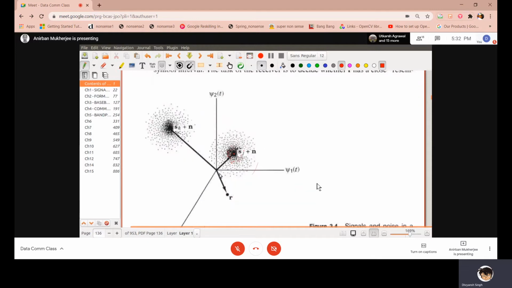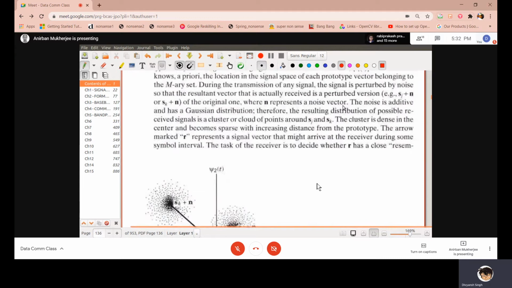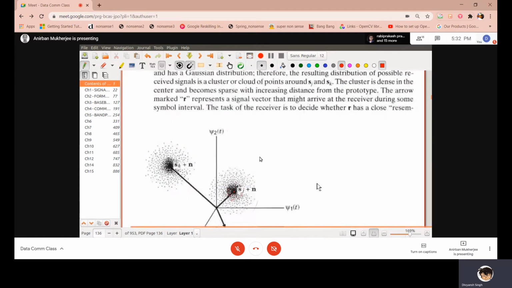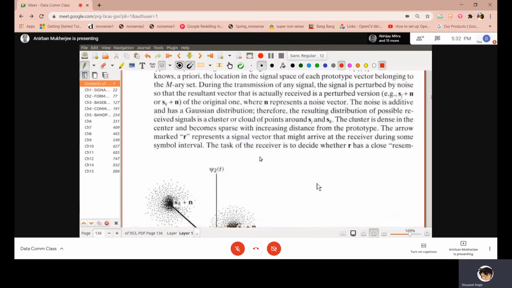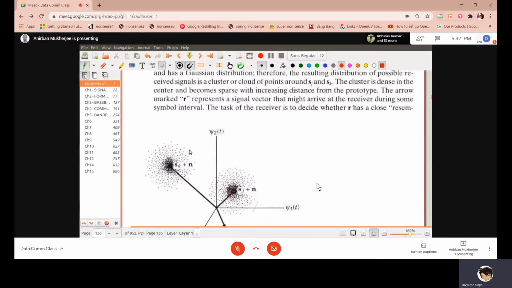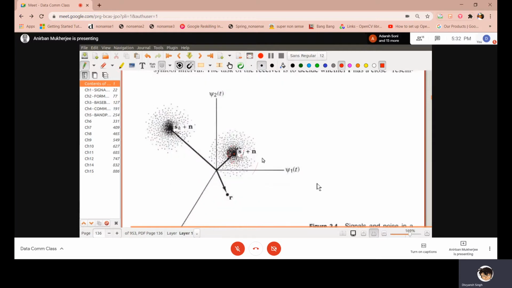Okay, that means from the transmitter, what you are sending, S1 and S2 or Sj or Sk, is basically called a prototype. Now, this is quite fine. Suddenly, due to something, say you have received this point at the receiver.